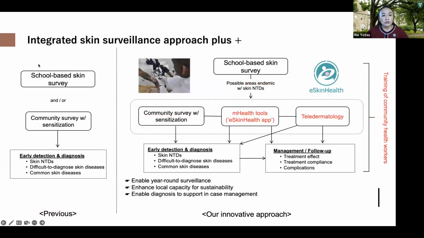So currently, this is how we are working in Côte d'Ivoire. On the left-hand side is our initial approach. And currently, the approach we are using is with a digital health tool. I have been developing this application with a Japanese app company, eSkinHealth, trying to enable year-round surveillance and also to follow up these cases of SkinNTDs and other skin conditions.